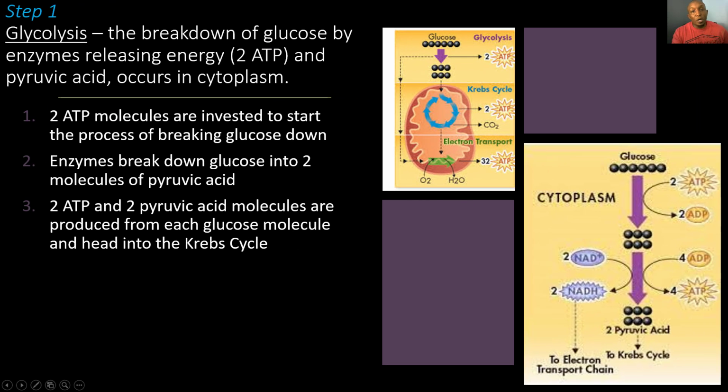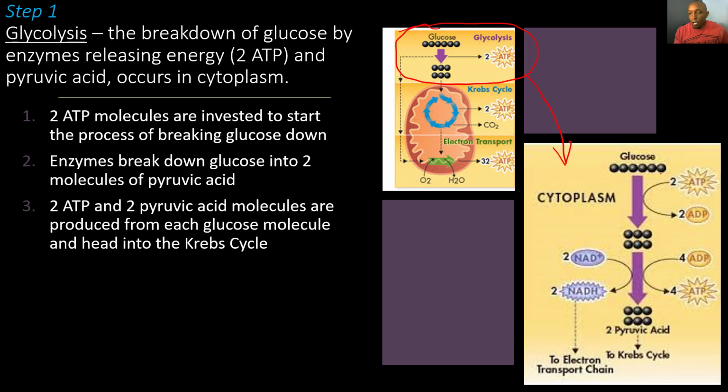Now let's move on to step one of aerobic cellular respiration, and that's glycolysis. It's the breakdown of glucose by enzymes, releasing energy and pyruvic acid. Glycolysis occurs in the cytoplasm. We'll be looking at this first step right here, and we'll go into detail by looking at this diagram below.